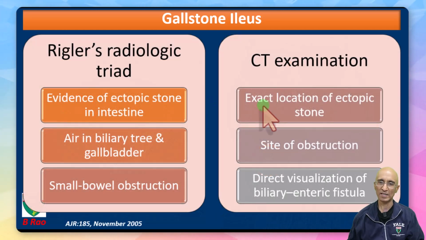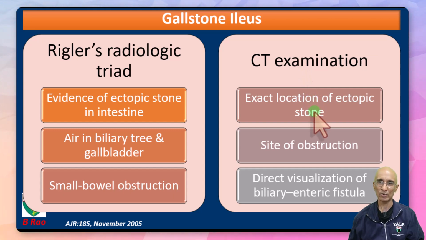In terms of imaging appearances, historically we used to do radiographs. Classically, the findings are described by Rigler's triad. As we saw in our patient, we can see the ectopic gallstone in the intestine, air in the biliary tree and gallbladder, and small bowel obstruction. But things have moved quite a bit. We don't do radiographs for acute abdomen. So on the CT examination, we can see similar findings corresponding to Rigler's triad.